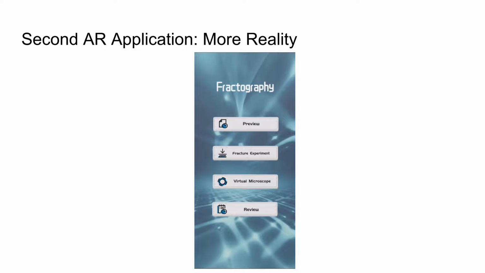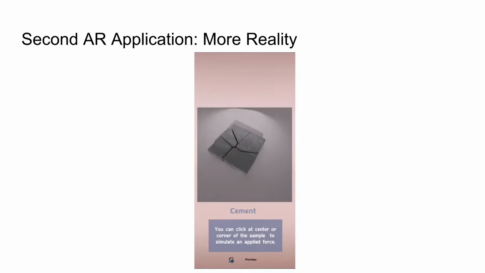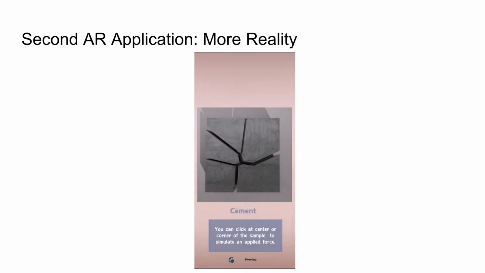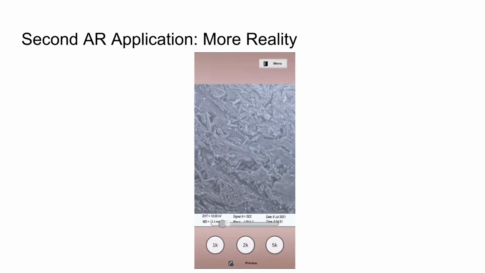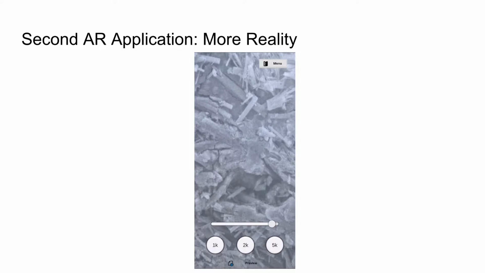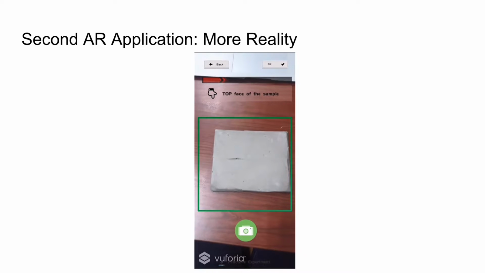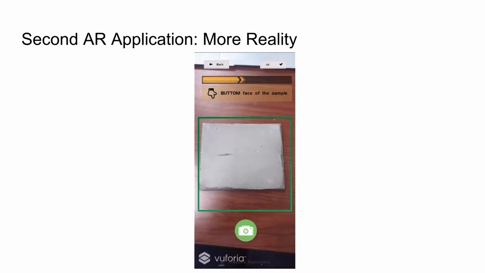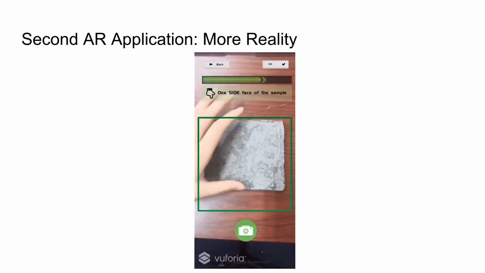The second system has four main functions: a preview, an experiment, a microscope, and a review function. The preview function is quite similar to the first AR system, as it mainly shows fractography in the virtual world. However, once the students have been through the preview, they are then required, when they enter the experiment function, to have physical samples which they must take pictures of.